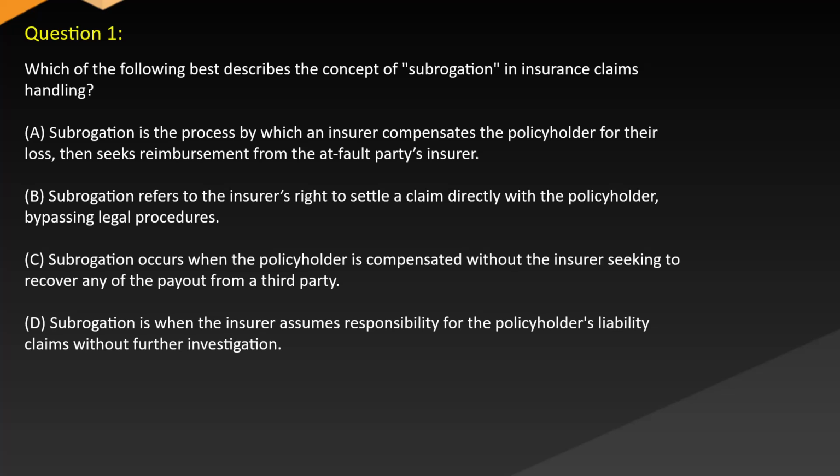procedures. C. Subrogation occurs when the policyholder is compensated without the insurer seeking to recover any of the payout from a third party. D. Subrogation is when the insurer assumes responsibility for the policyholder's liability claims without further investigation.